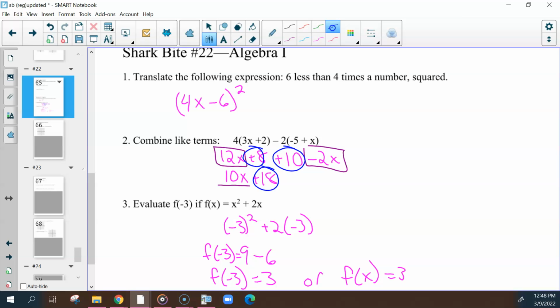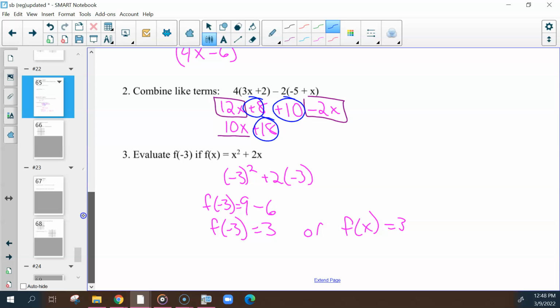Other questions on 2? Number 3, you needed to evaluate. Put your x value of negative 3 in for all of your x's, and simplify. So if we put negative 3 in for all of our x's, this would become 9 minus 6, or negative 3. I'm sorry, 3. This is 3, not negative. So f of negative 3 equals 3. Questions on that one?